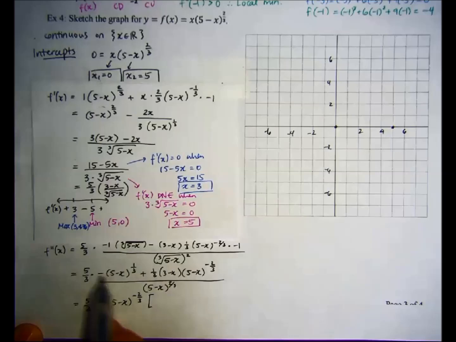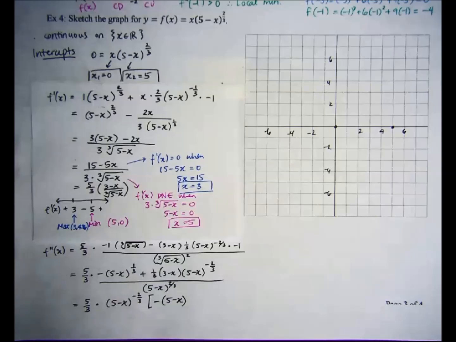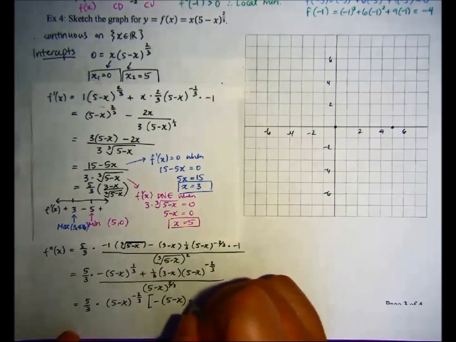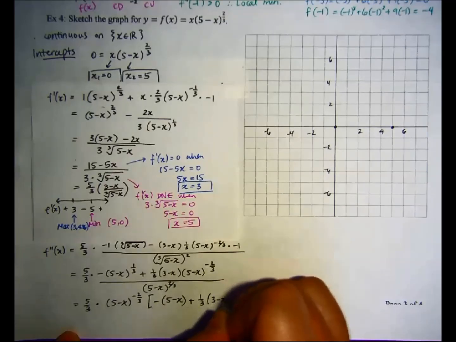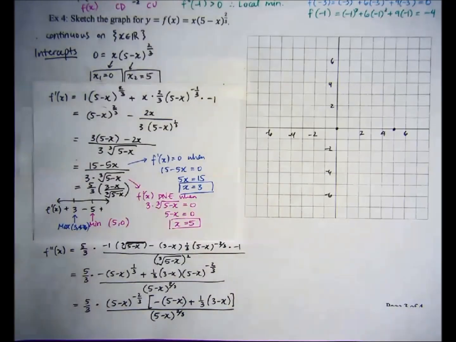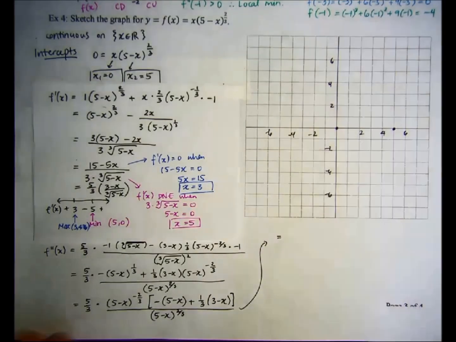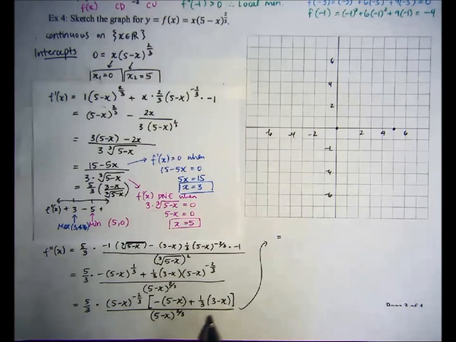And then inside the brackets here, we're going to be left with a negative 5 minus x, because 1/3 minus negative 2/3 is positive 1. And then plus 1/3 3 minus x, over 5 minus x to the 2/3. And then when you combine these two into the denominator, the new exponent is going to be 4 over 3. And then when you expand it out, this is going to be 1, negative 1/3 x minus 5 plus x. So you're going to get, let's see, negative.